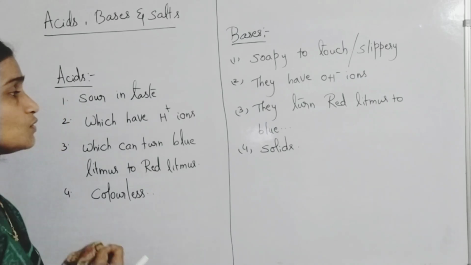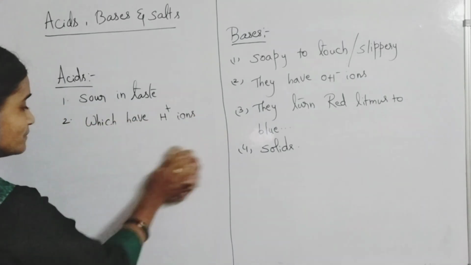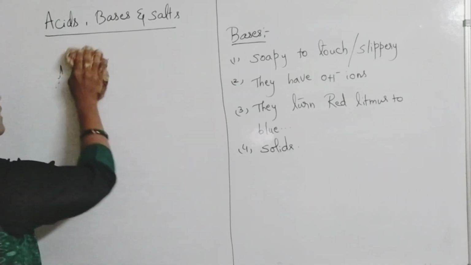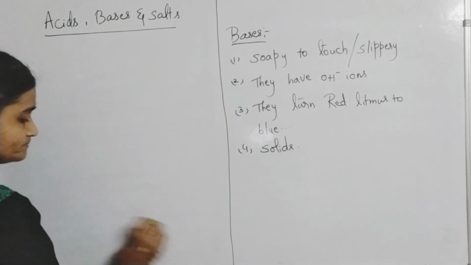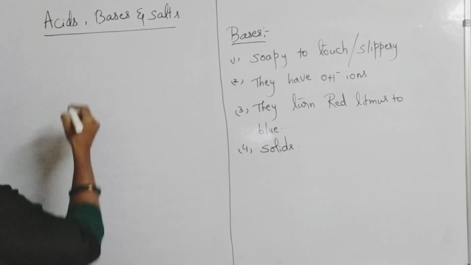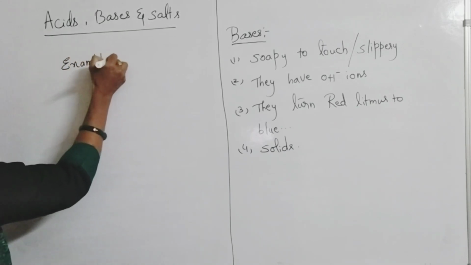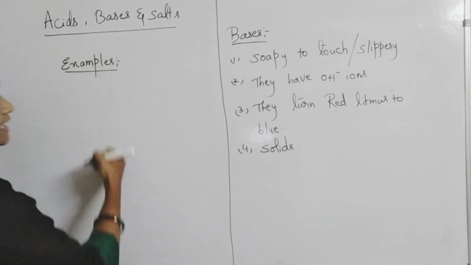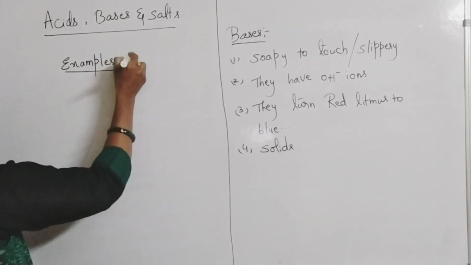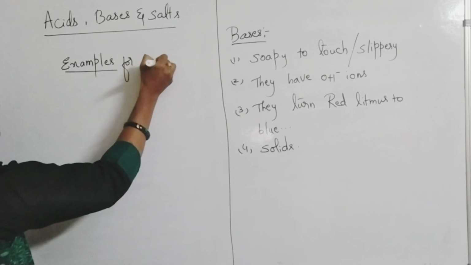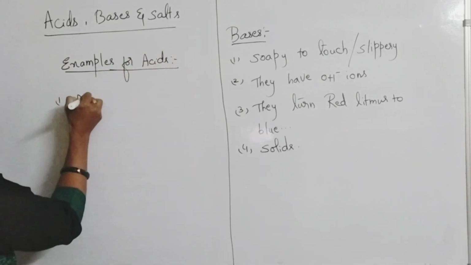Before we actually go for the chemical properties, we should learn certain examples for acids and bases, and in our daily life also we use certain acids. So, examples for acids: you have different types of acids, like mineral acids.